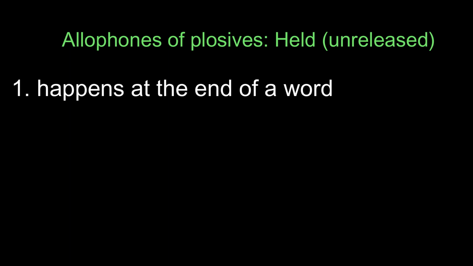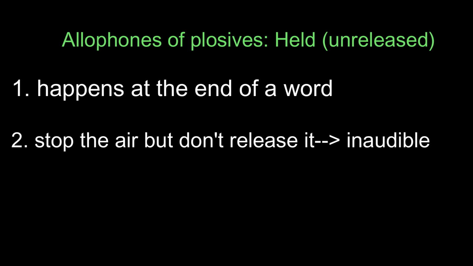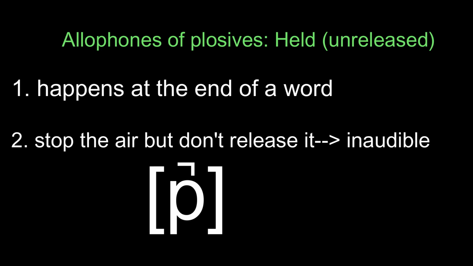Unreleased. When a plosive comes at the end of a word, it is often unreleased. It is optional whether we release the sound or not. To hold a sound, we start to say the sound by blocking off the airflow where the stop normally happens, but we don't release the air. In the International Phonetic Alphabet, unreleased consonants are denoted with an upper right corner symbol. The final plosives in these words can be pronounced in two ways: released, audible, or unreleased, inaudible.